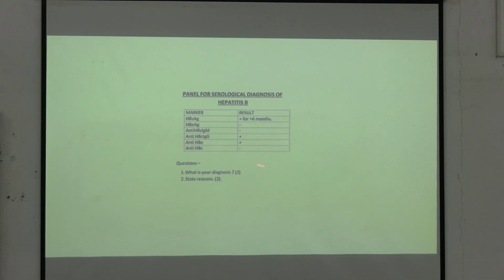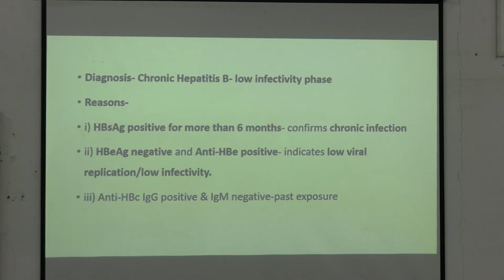Why is it low infectivity? Because HBe antigen is negative, but anti-HBe appears. That's why it is low infectivity, or low viral replication. And HBs positive for more than 6 months, that's why it is chronic infection. Anti-HBc IgG positive, but IgM negative, so it is past exposure.